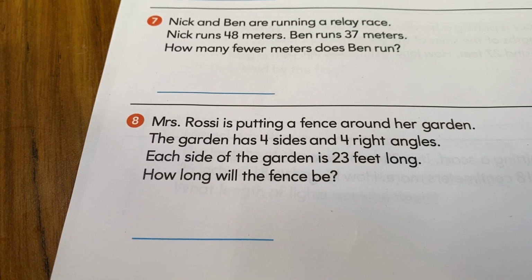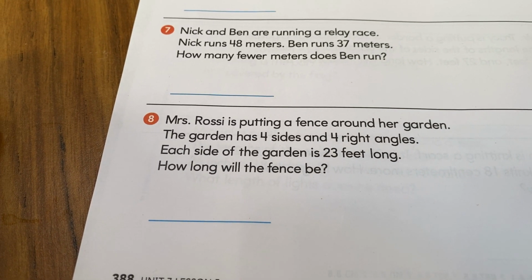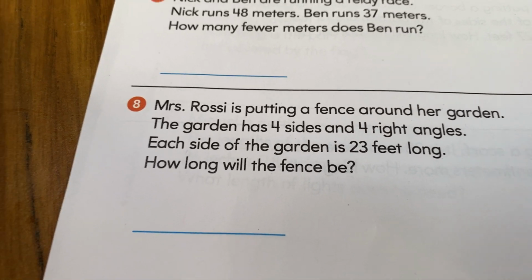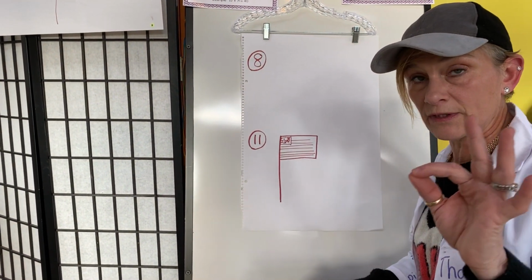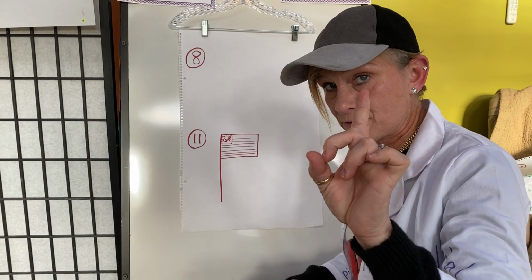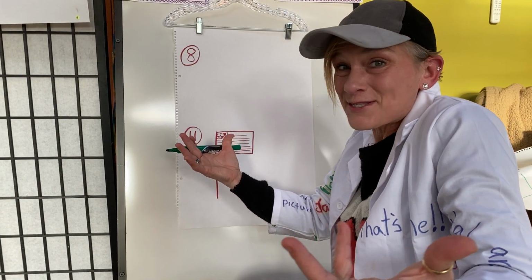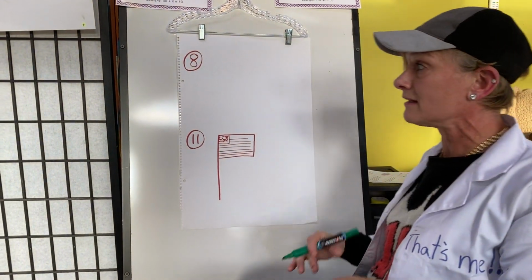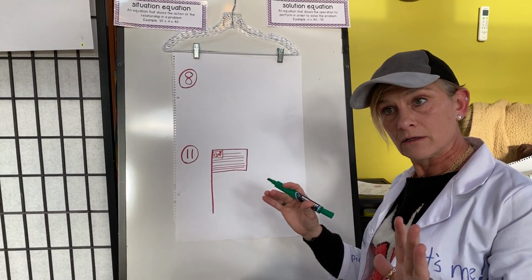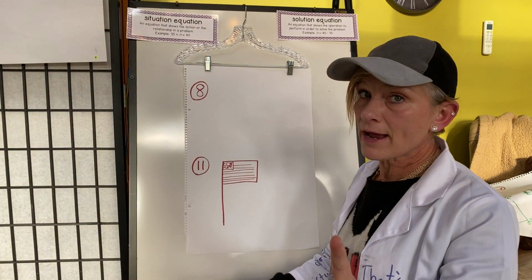How long will the fence be? I hope we're remembering what we know about shapes. It's telling us 4 sides, 4 right angles, and then it's only giving us 1 measurement for the side. Yeah, it's a square, which is a type of rectangle, but it's a special rectangle. The square is super cool because every side is the same, unlike a rectangle.